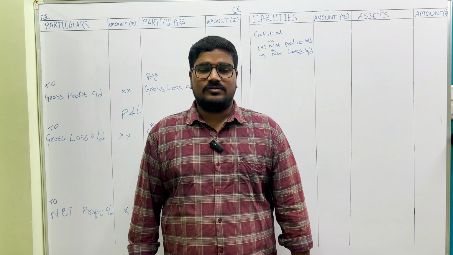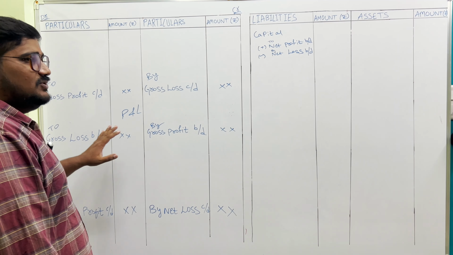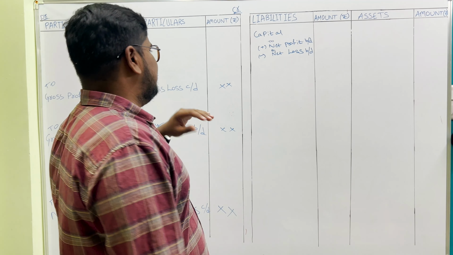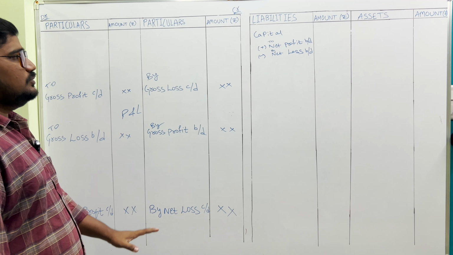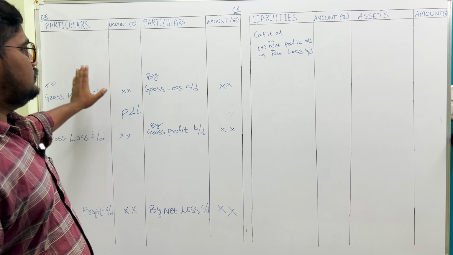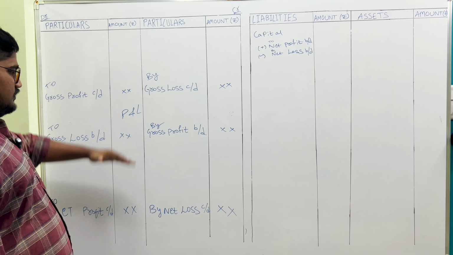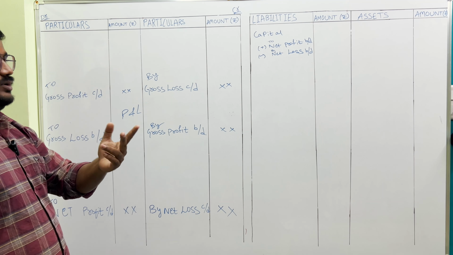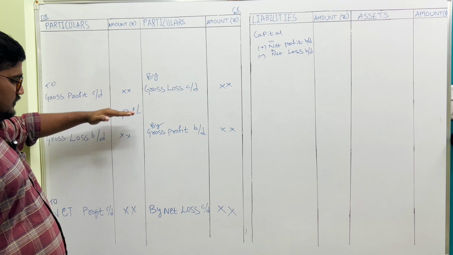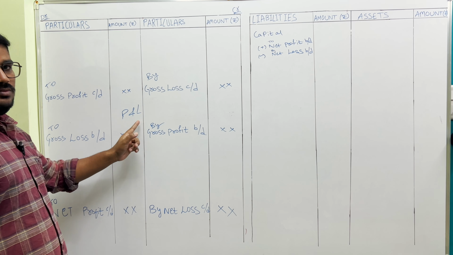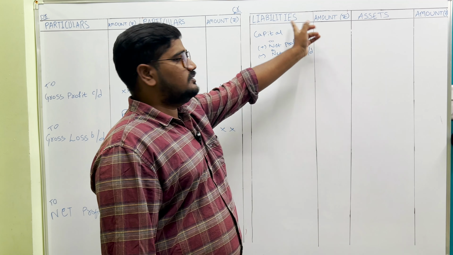Hi everyone, please don't mind my handwriting. It's a bit bad, but it's okay, understandable. So this is the proforma of final accounts. In this whole proforma, we have two accounts. The first half is the trading account, and the second half is the profit and loss account. And the third part of this proforma is the balance sheet.